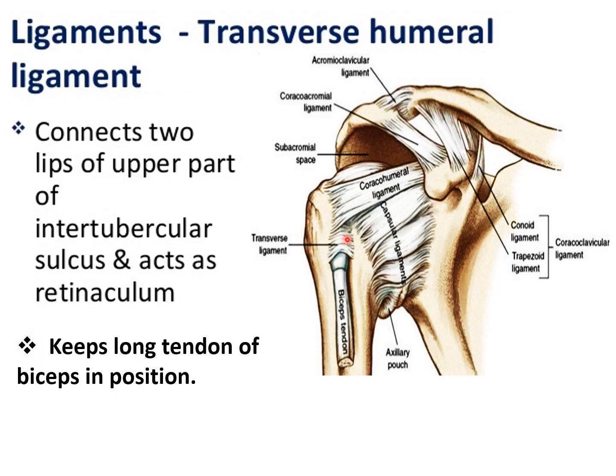The transverse humeral ligament. This is the transverse humeral ligament. So this connects the lips of the upper part of the intertubercular sulcus and acts as a retinaculum for the passage of the tendon of the biceps, keeping it in its anatomical position.